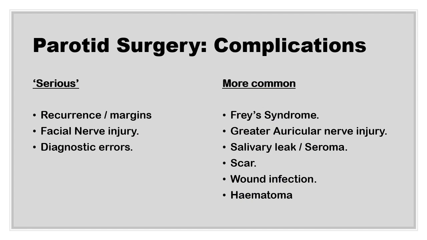Each of these different resections is associated with certain complication rates and recurrence rates. Some of them are serious and some of them are less serious but more common. Of the serious complications group is the recurrences or a positive resection margin, or a facial nerve injury, particularly if it is permanent, or a diagnostic error. The more common but less serious complications include Frey syndrome, or a greater auricular nerve injury, or a salivary leak, or a seroma, or scar issues, or wound infections, or a hematoma in the parotid bed.